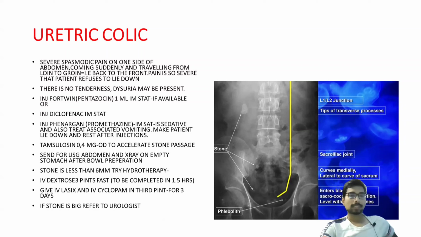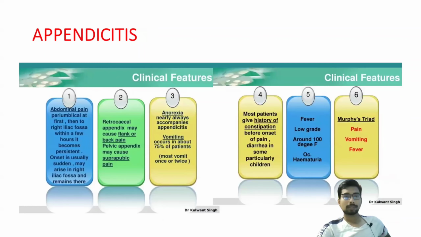If the stone is less than 6 mm, try hydrotherapy. IV dextrose 3 pints to be completed in 1.5 hours, and give IV Lasix and IV Cyclopam in the third pint for 3 days. If the stone is bigger than 6 mm, we have to refer to a urologist in case of ureteric colic. Here, the X-ray is showing a radio-opaque stone in the ureter.